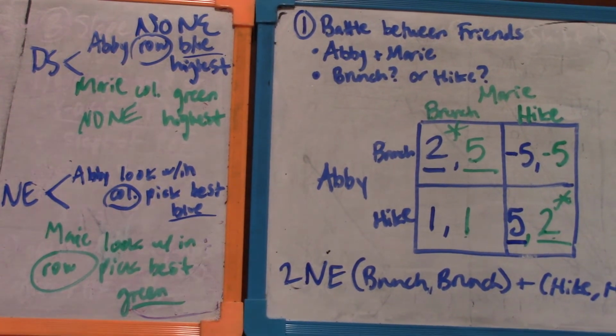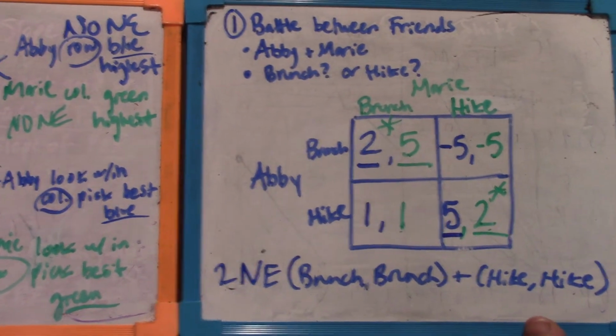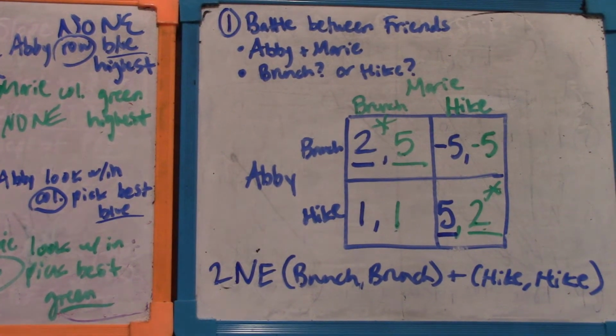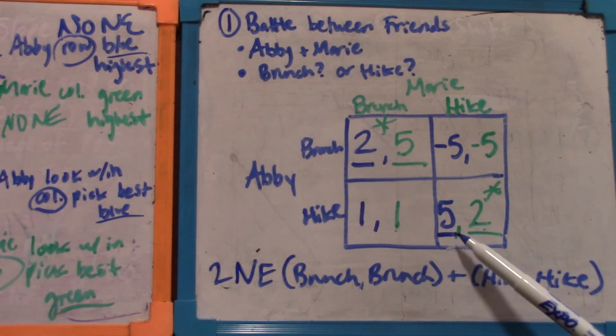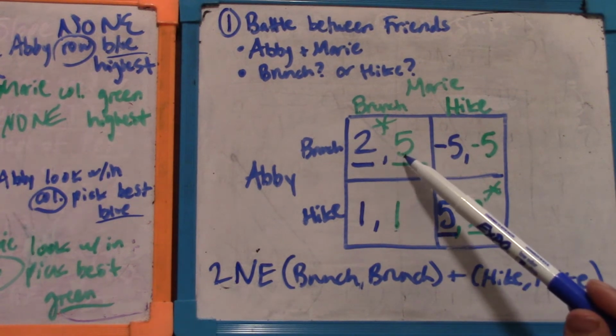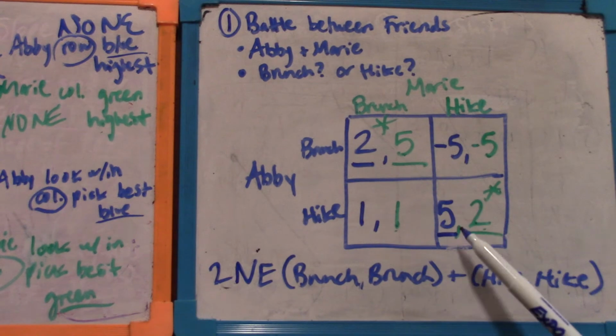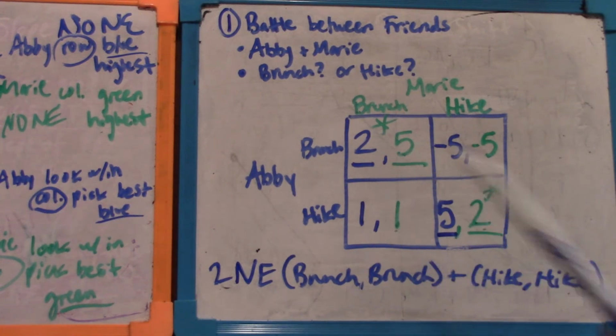This is pretty similar to the game of stag hunt that you did on your homework, except there is one equilibrium that is better for one of them. Hiking is better for Abby, and brunch is better for Marie. Unlike stag hunt, where stag was better for both of them, and hare was worse, right? But it's a coordination game where they want to do the same thing as the other person.